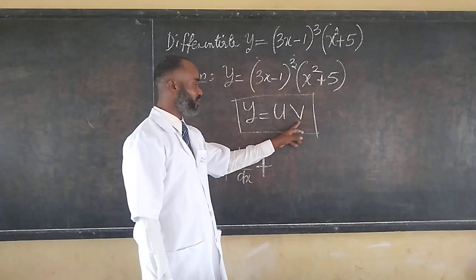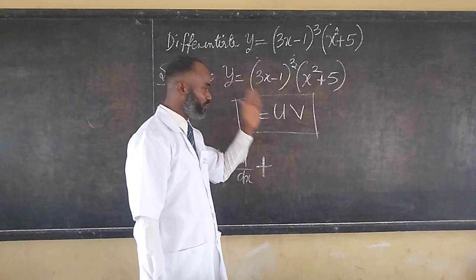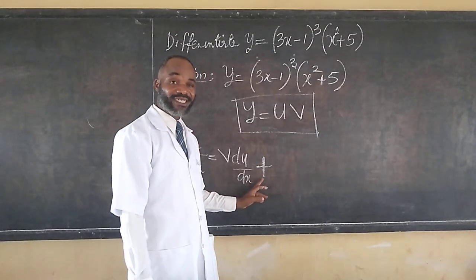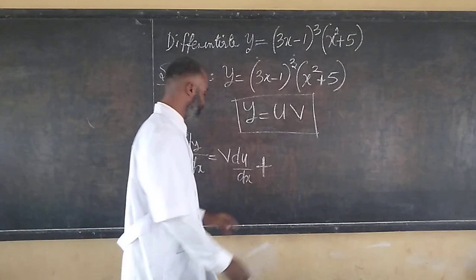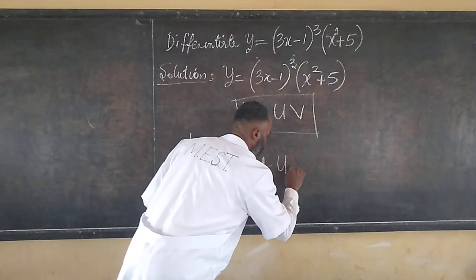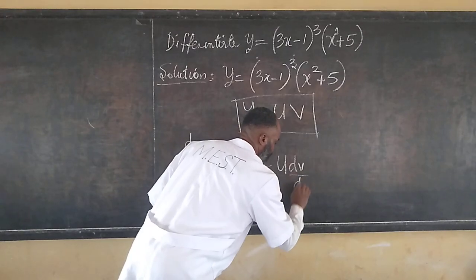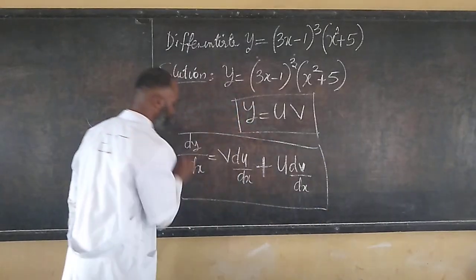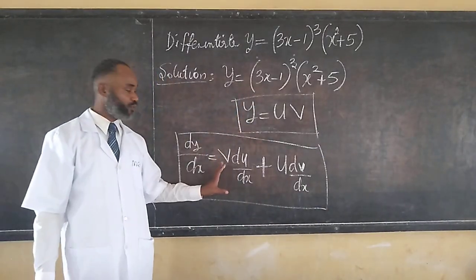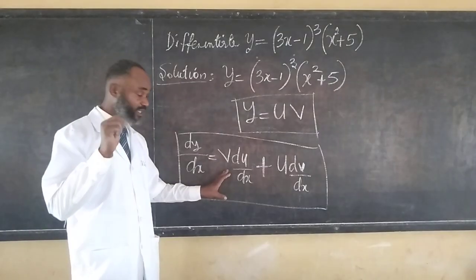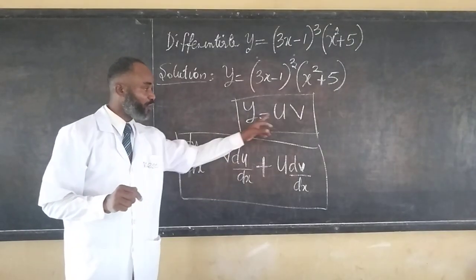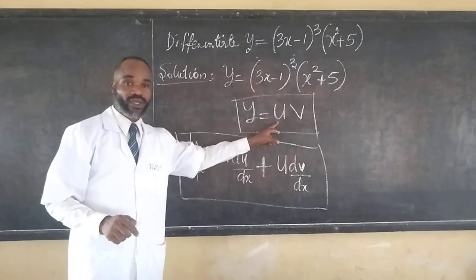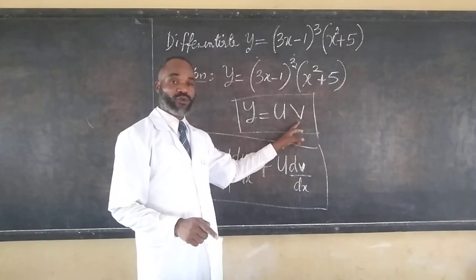Of course, I've said this before, anytime you are dealing with products, it is product rule. So once you hear the name product, that is multiplication. Change that multiplication sign during your operation to plus, so it becomes this. We can now keep u, differentiate v with respect to x. That's all. Now we have understood what this is all about. The next target is for us to identify our u from the expression given, and then identify our v respectively.